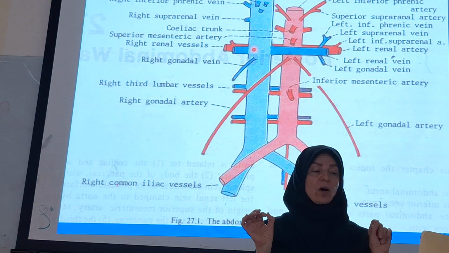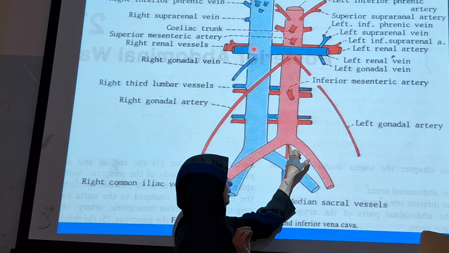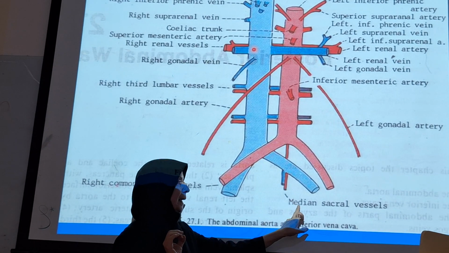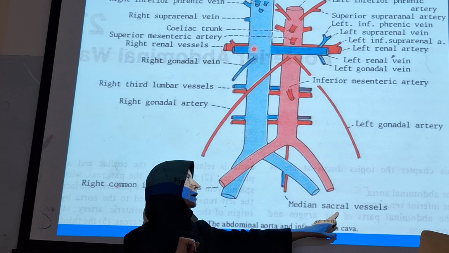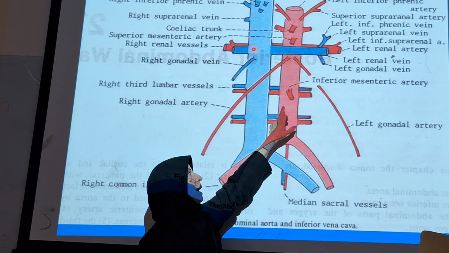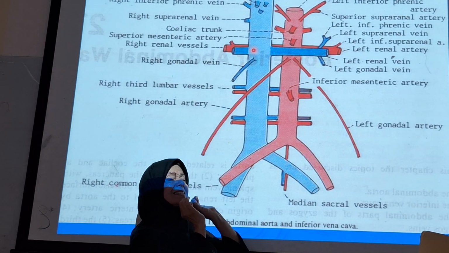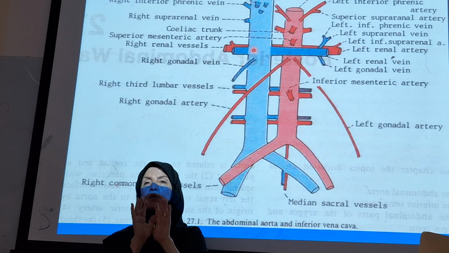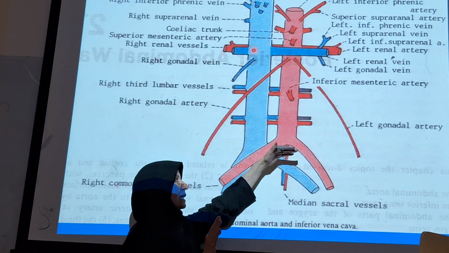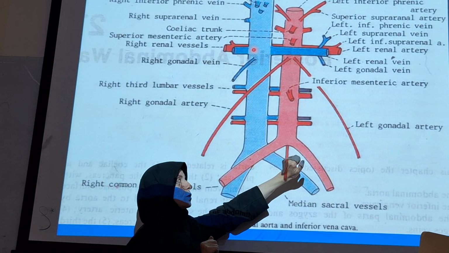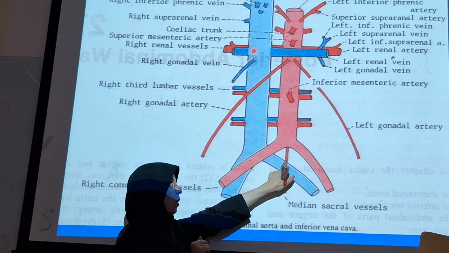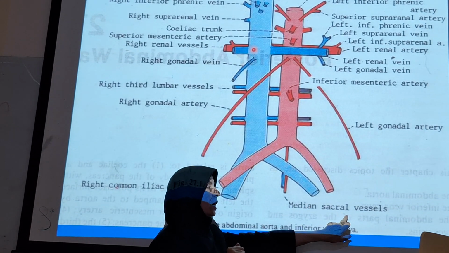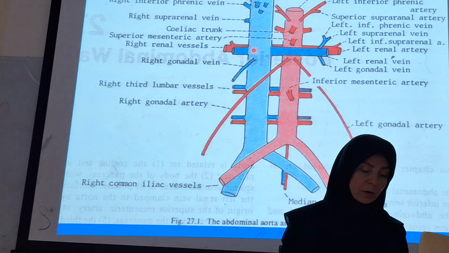Now, another single branch is visible here. We call it the median sacral. It is single. It arises from the abdominal aorta posteriorly, exactly superior to the bifurcation of the aorta. So from the posterior view, exactly superior to the bifurcation of the aorta, we have a single branch that comes down to enter the pelvic cavity. What's the name of this artery? Median sacral artery.